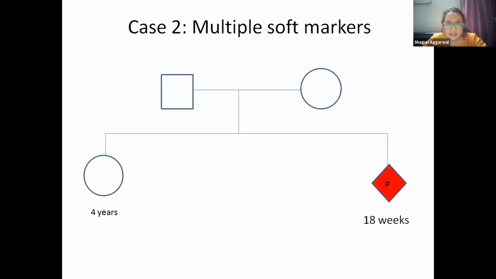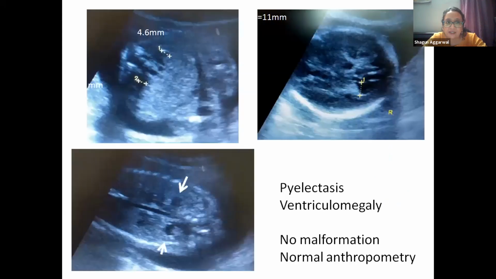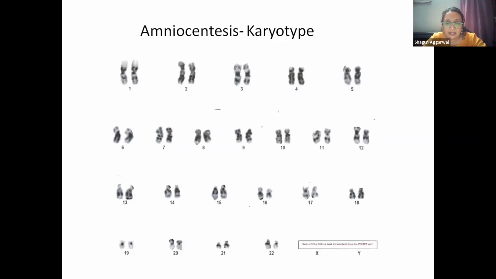So then moving on to the second case. This was in fact a case with only soft markers and no structural anomaly. Again, a non-consanguineous couple, previous healthy child. So this baby had pyelectasis and mild ventriculomegaly. No malformation, normal anthropometry, nothing else on the scan. And this was the karyotype of the baby.